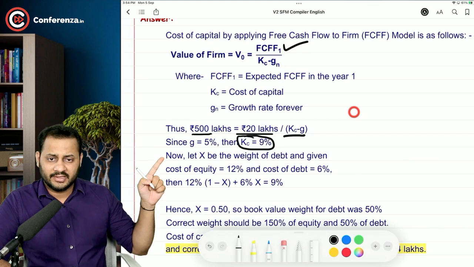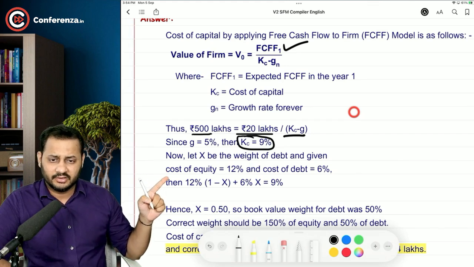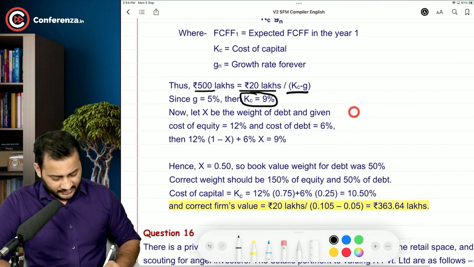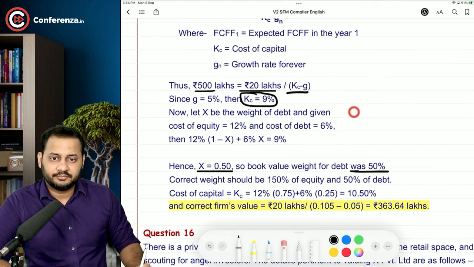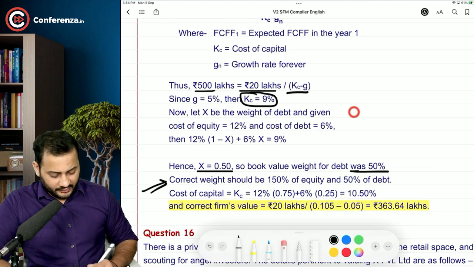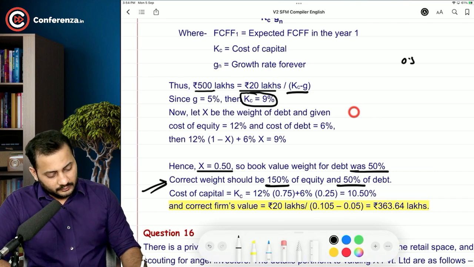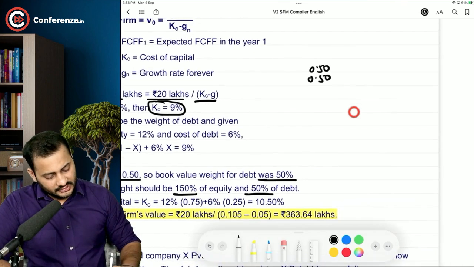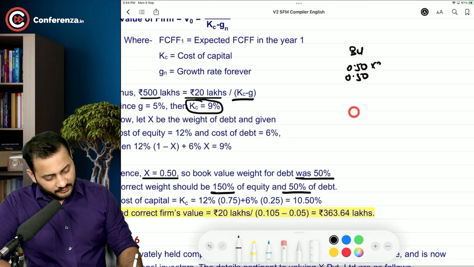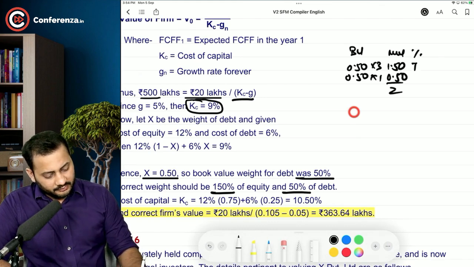And now let X be the weight of debt, and then we reached this point that 0.50 is the book value weight for equity and debt. So what will be the correct value? It should be 150% and 50%. So 0.5, 0.5. These are the book values. Multiplied by 3, multiplied by 1. Now this will be the market value. That will be 1.5 and 0.5. The total is 2. So if you calculate it in percentage, it will be 75% and 25%.